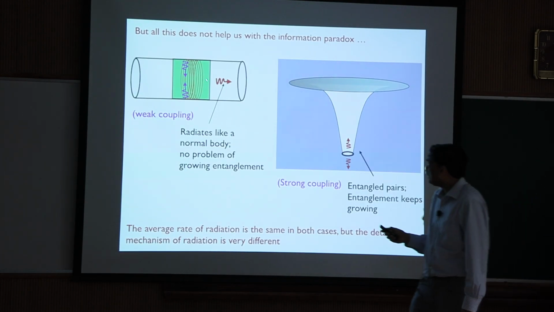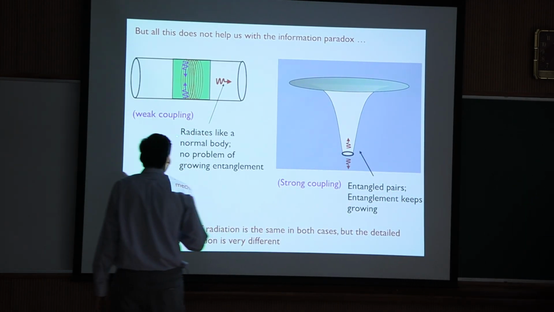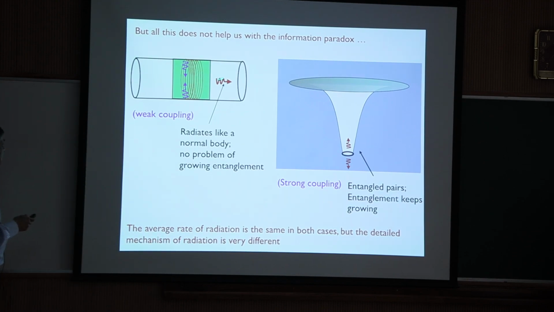Okay, so as we said, it doesn't help us with the information puzzle, because in weak coupling there is no entanglement or anything. You're not getting pairs, just one guy is coming out. So there's no entanglement problem which is growing and all that. Whatever is here just comes out. It radiates like a normal body, no problem of growing entanglement.